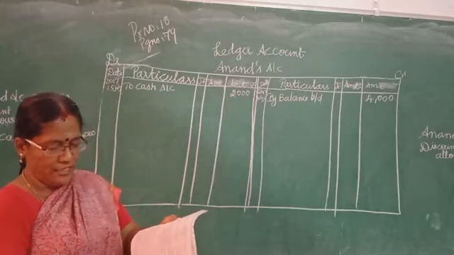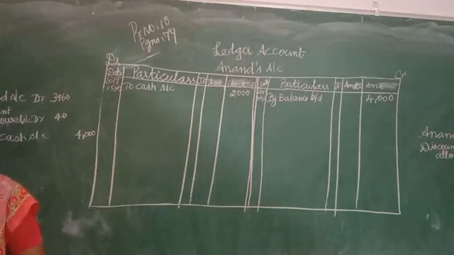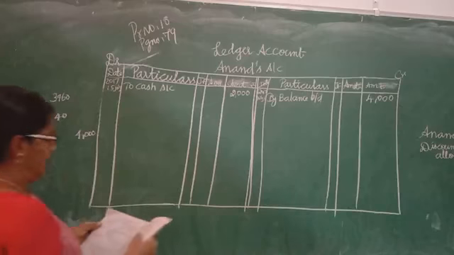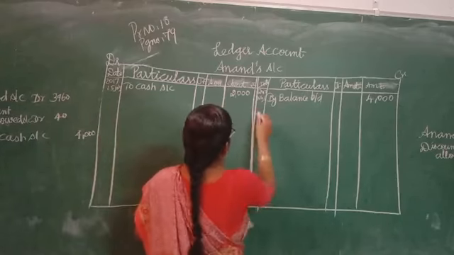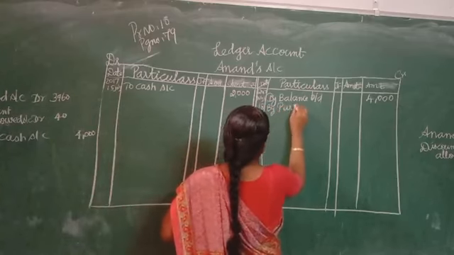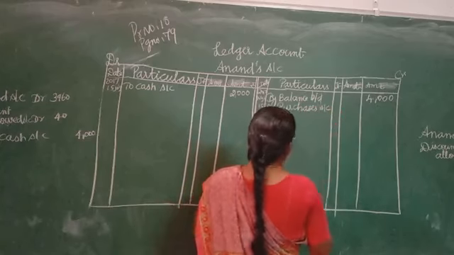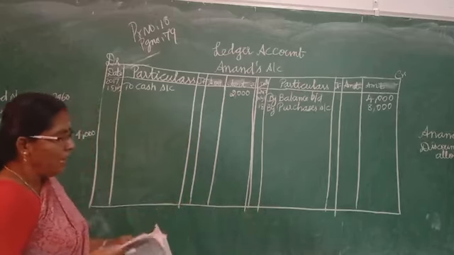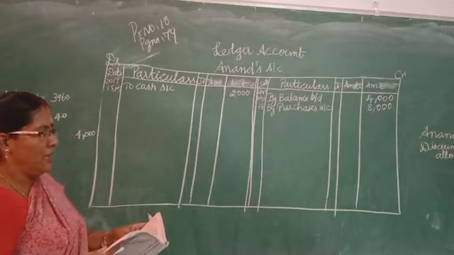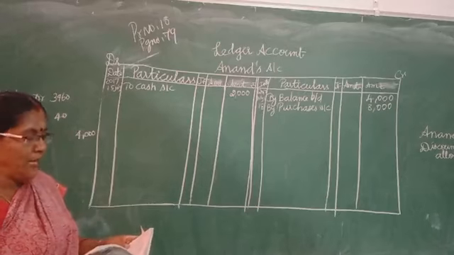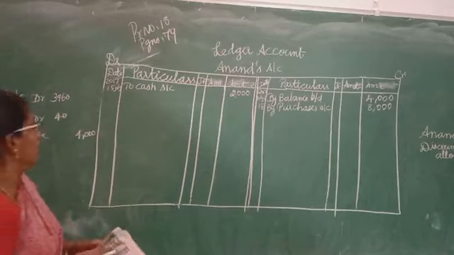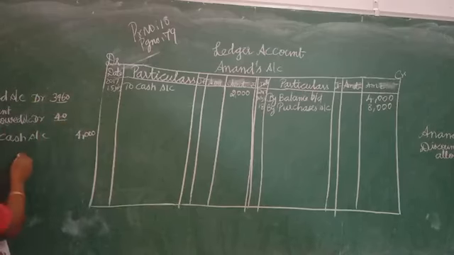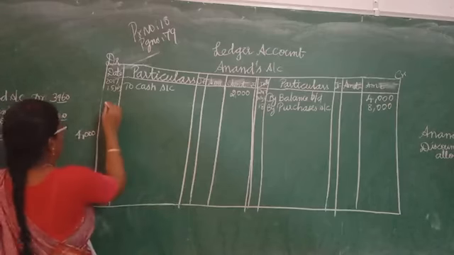Then come to the next entry. Goods purchased from Anand on credit, rupees 8000. Purchases account debit to Anand account, isn't it? So by purchases, 18th July, account 8000. Write the amount in the other column. Then for the purchase of 8000 rupees, on 20th July, paid to Anand rupees 3960. So what is the entry we have given? Anand account debit 3960, discount allowed 40, cash account 4000.